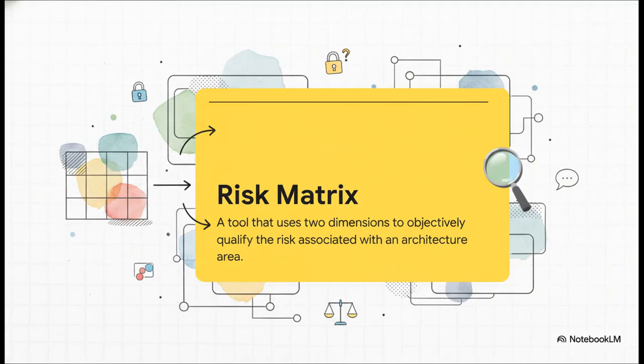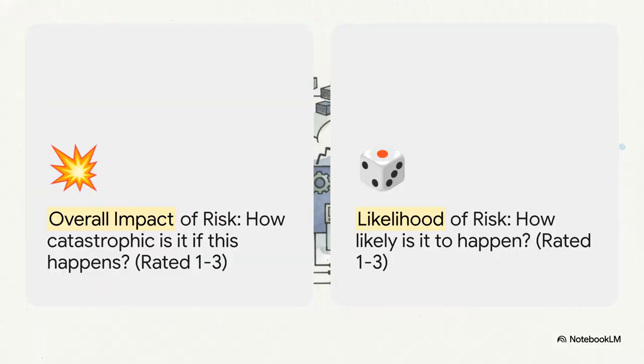Okay, so let's dive into the tool that gives us that common language. It's called the risk matrix, and it's this brilliantly simple framework that's designed to cut through all that subjectivity and give us a real concrete number we can all talk about. The matrix works on two key dimensions. First, you ask, what's the overall impact if this risk actually happens? Are we talking about a minor feature going down or the whole system crashing and burning? We rate that on a scale from 1 for low impact to 3 for high.